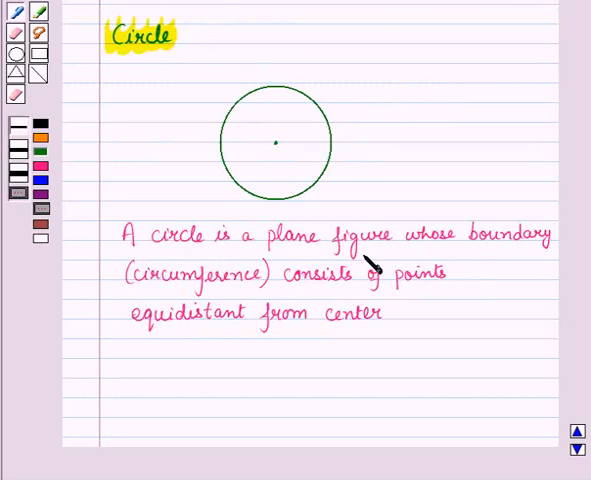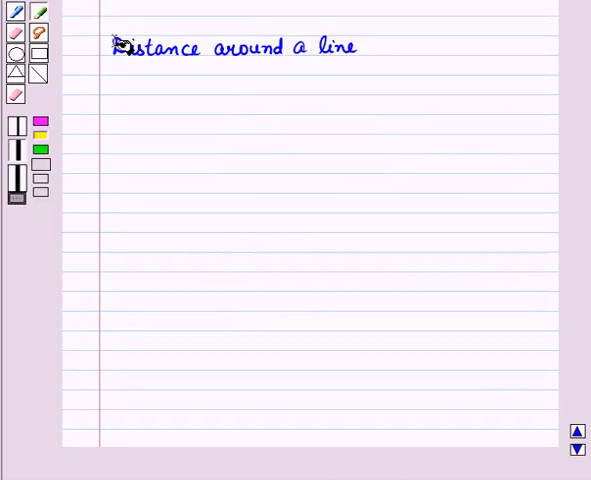Now let us discuss what is a circle. A circle is a plane figure whose boundary, that is circumference, consists of points equidistant from the center. Here, this is the circle with center O and radius OA. Now let us discuss distance around a line.